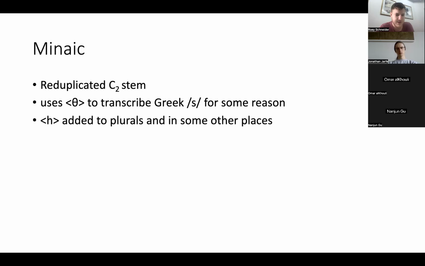Mannaic uses its letter for the voiceless interdental fricative to transcribe Greek S for some reason. There are a lot of hypotheses about the reason for that, but that's the way it is anyway. And sometimes there is a parasitic or paragogic or just added H in all kinds of plural forms, which is something we know also from other Semitic languages, but not usually as systematic.